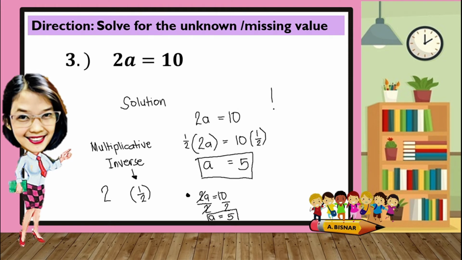Now, let's check if the answer is correct. So again, in checking, you have to substitute the value that you get. And when you get 5, the given equation is 2a is equal to 10. 2 times the value of a, which is 5, is equal to 10. 2 times 5 is 10, and 10 is equal to 10. Therefore, your answer is correct. Another.